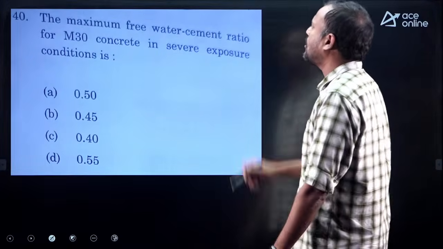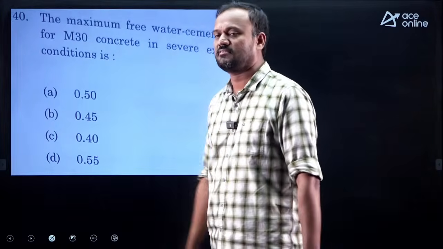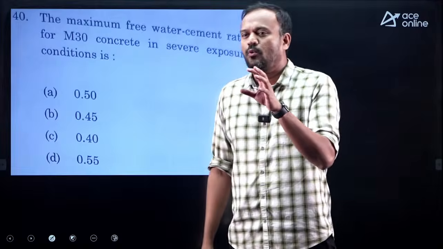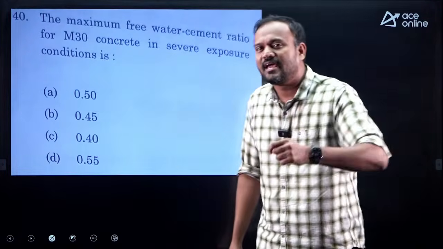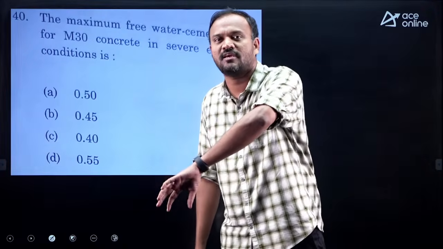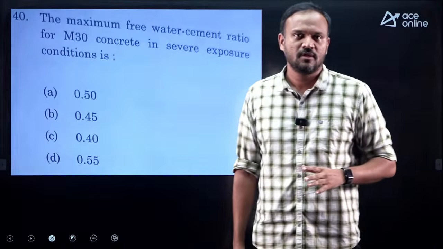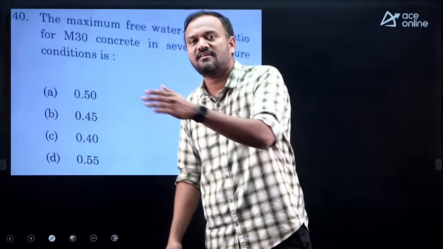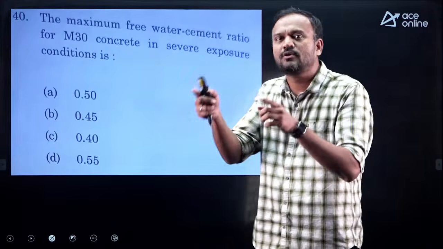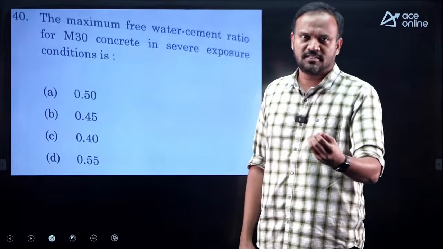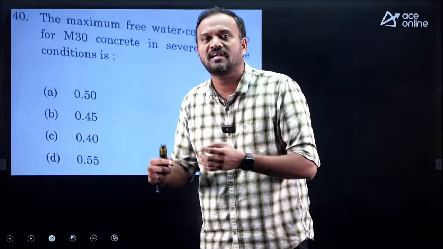The maximum free water cement ratio for M30 concrete in severe exposure conditions is, see, what is the link between water cement ratio and exposure condition? See, as the exposure condition becomes more and more severe, it may damage the durability of your concrete. So as the severity increases, the durability of concrete will get severely affected. To counteract that, you need a concrete with less pores and less permeability as the severity of exposure condition increases.